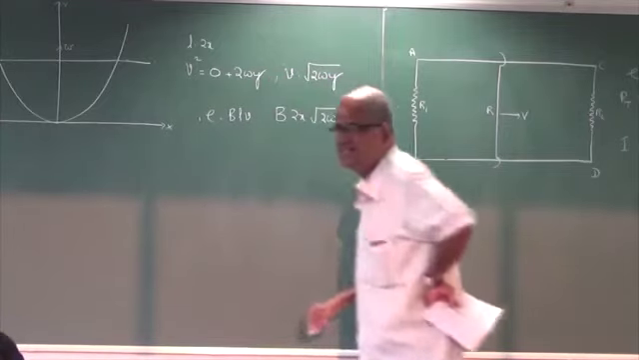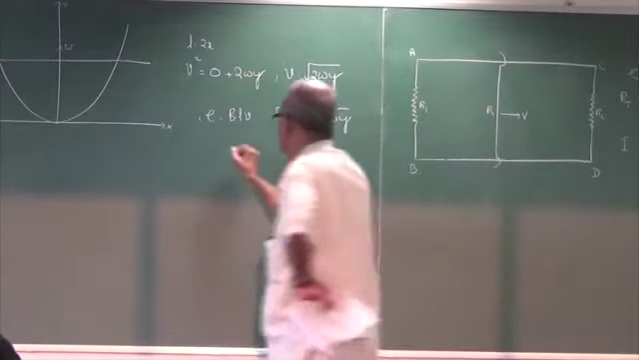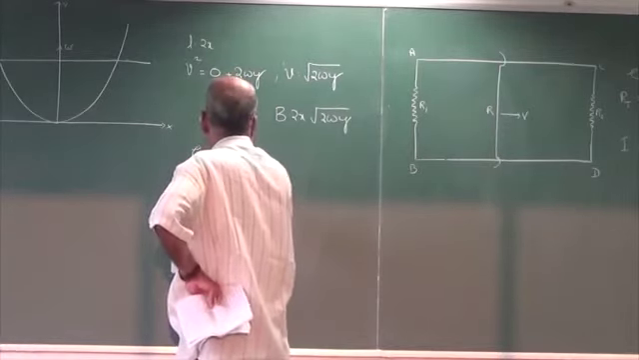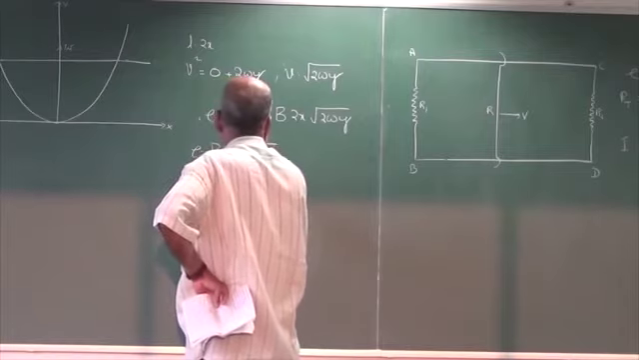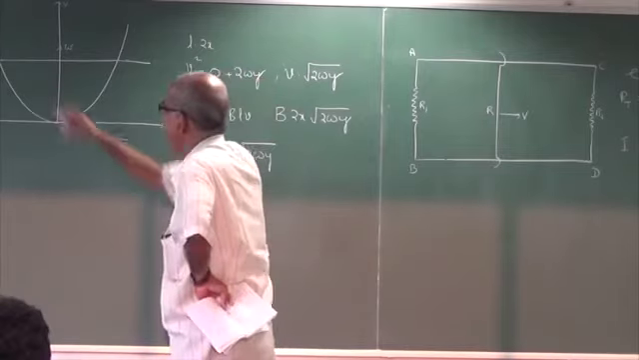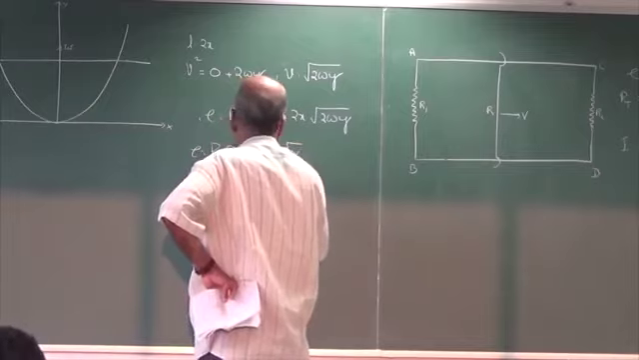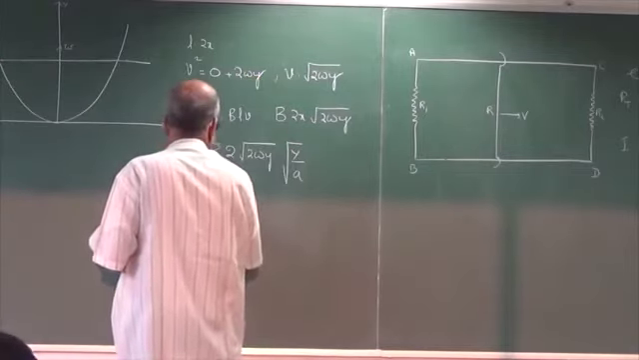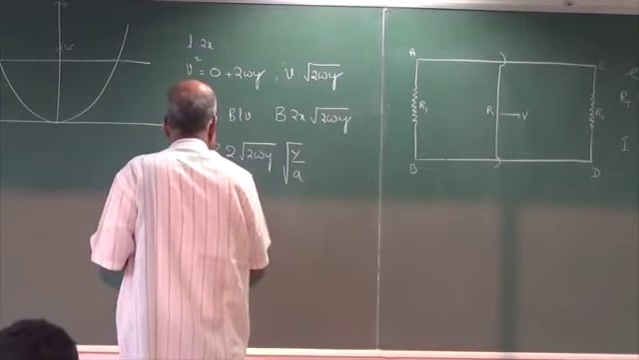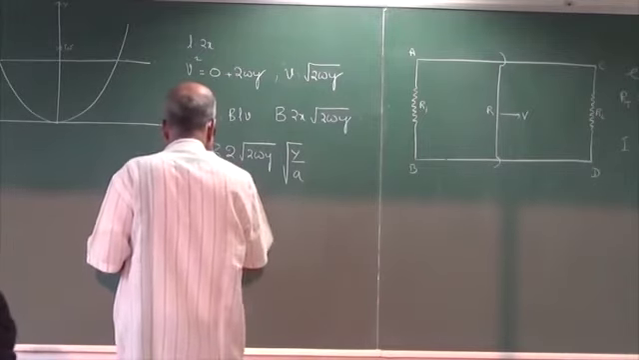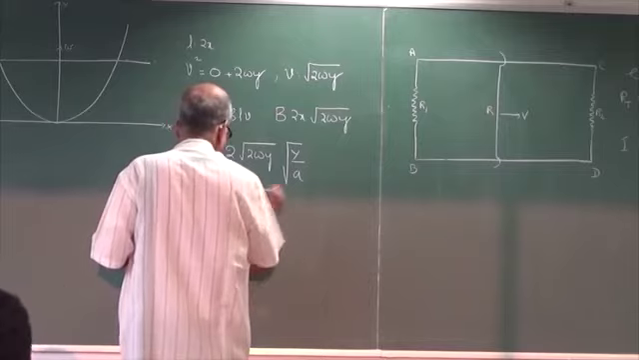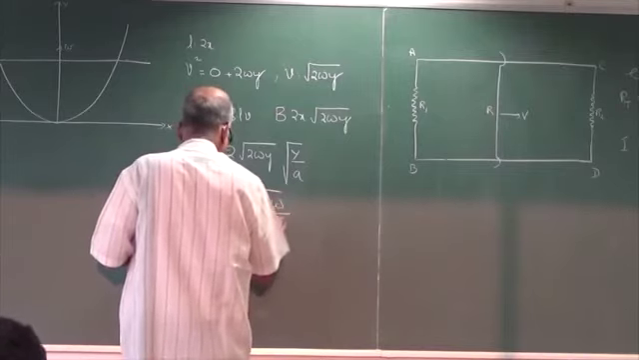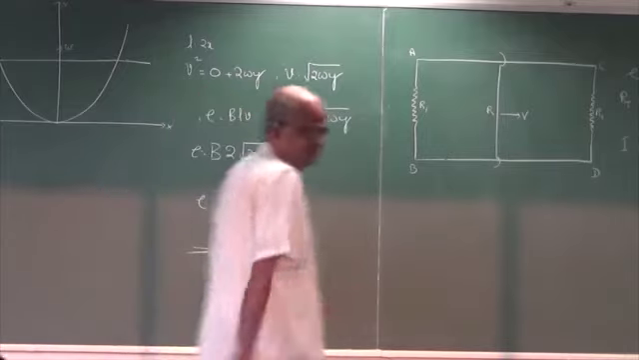He wants the answer in terms of y. So, what you should do? B into 2 into, what is x? x is root y by a. If you simplify this, tell me what it comes to. Root y and root y, it is y. B into root 8w by a inside the root. Correct?